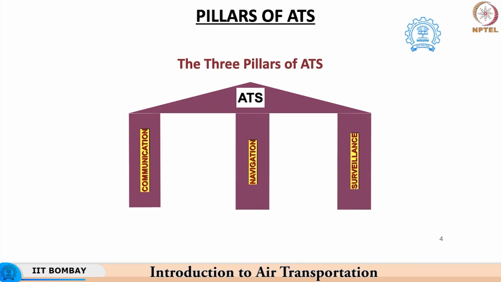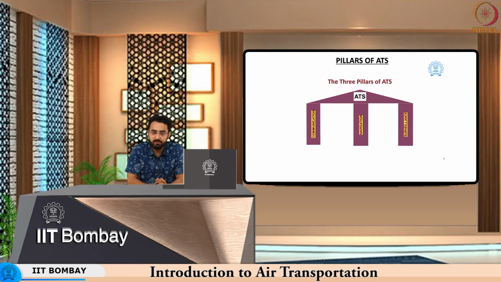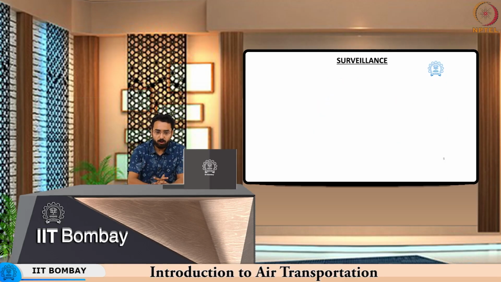The third pillar of efficient ATS is called surveillance. We have covered the topic of navigation previously, and this presentation will begin by covering the third pillar, that is surveillance. So, what is surveillance? Surveillance is a way by which air traffic controllers can monitor aircraft within the vicinity of the airport, as well as on course, as well as across different airspaces.